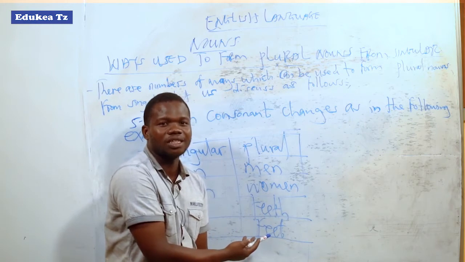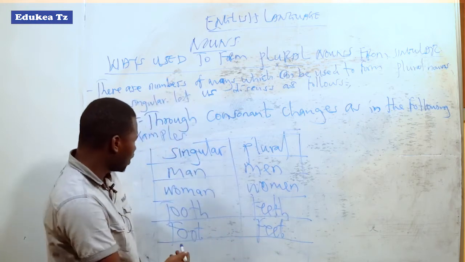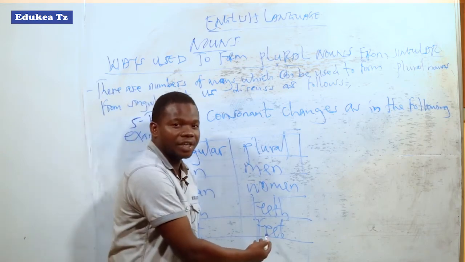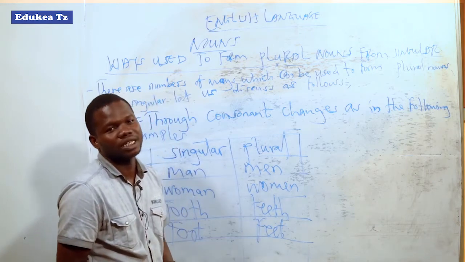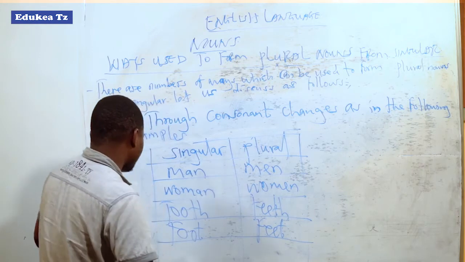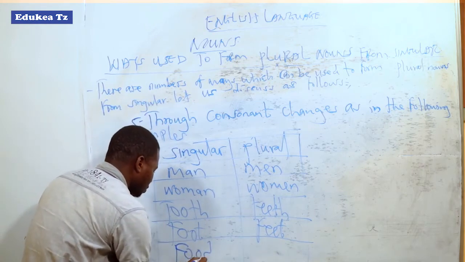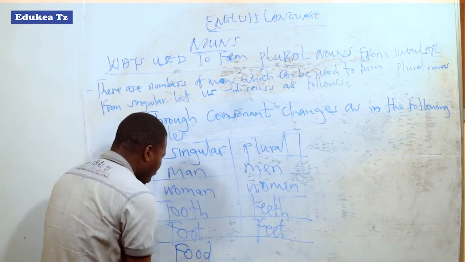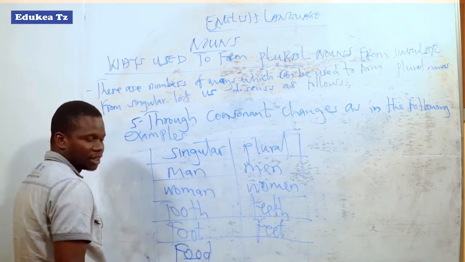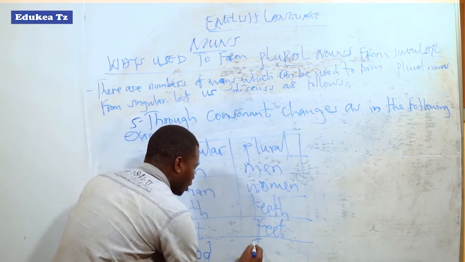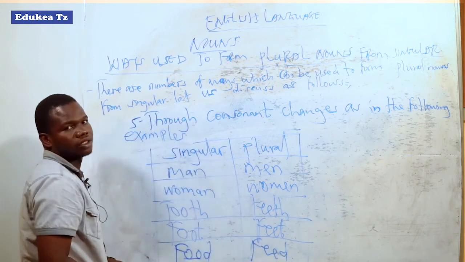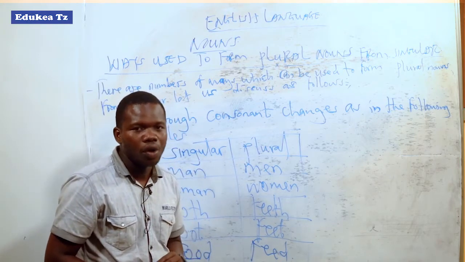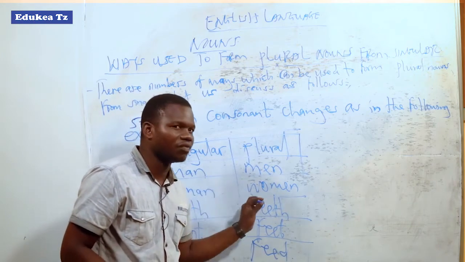So teeth itself is a plural. Again we have foot. So this foot, the plural of it is feet. So feet itself is a plural. An additional example is a word like food. So the word food can be changed into plural by changing these two vowels, long o into long e. Then we get the word feed. So these are a few examples of those words which make their plural by vowel changes.